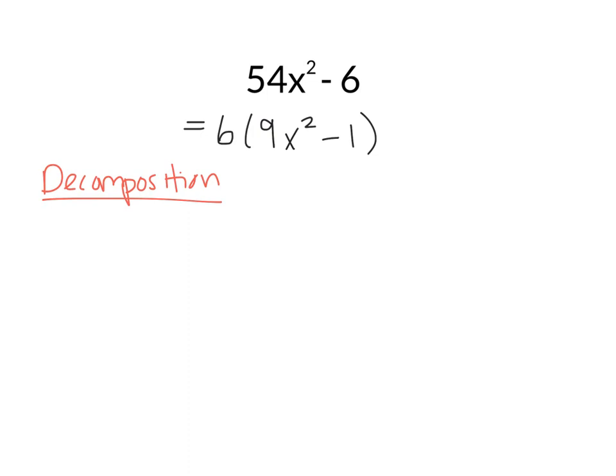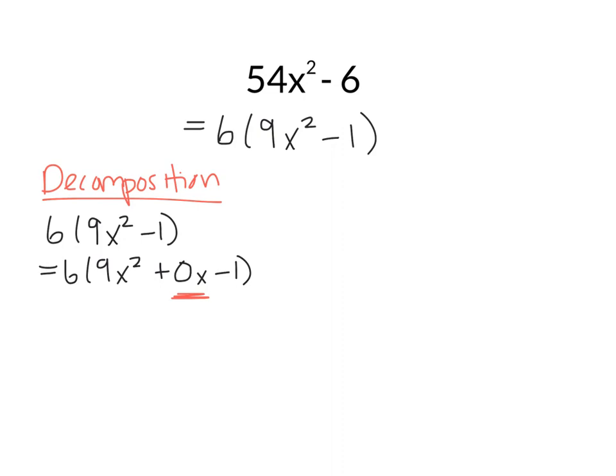Okay, so if we were to write this using decomposition, I'm just going to rewrite our equation here: 9x squared minus 1. We know that we can use decomposition when we have a trinomial. We don't have a trinomial, it's a binomial that's missing the middle term of the trinomial. So let's make it into a trinomial. It's missing the x term, so I'm just going to throw in a plus 0x. I'm allowed to do that because 0 times x is 0, so these 2 expressions are equivalent.